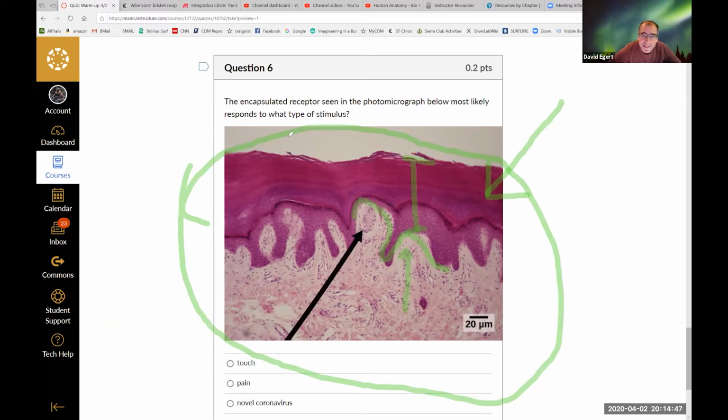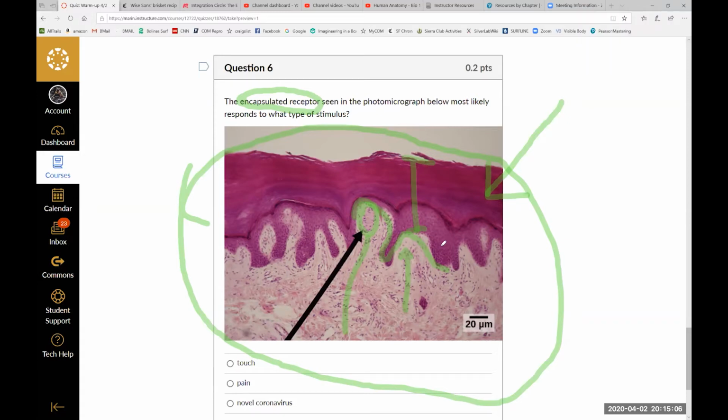And then I made sure to make it clear that this is an encapsulated receptor. So you can kind of see that there's this little tic-tac-like thing in there. And what are the encapsulated receptors that are sitting up in the dermal papillae? Meissner's corpuscle. Exactly. So that is a Meissner corpuscle, which responds to touch. I thought that was kind of cool.